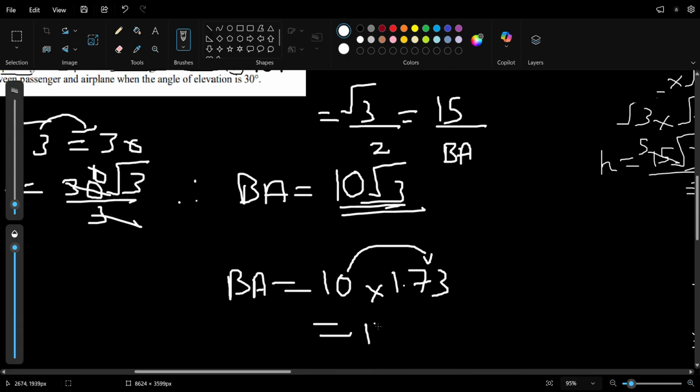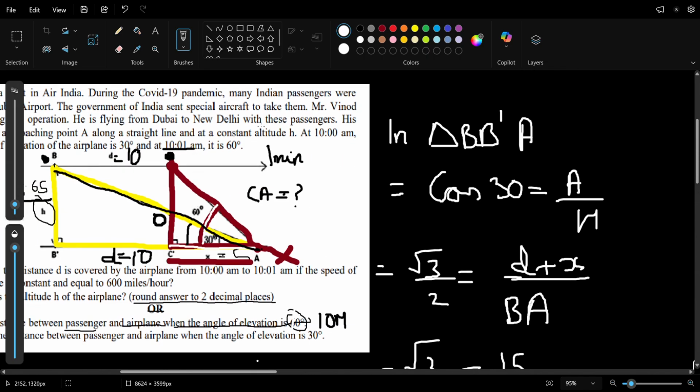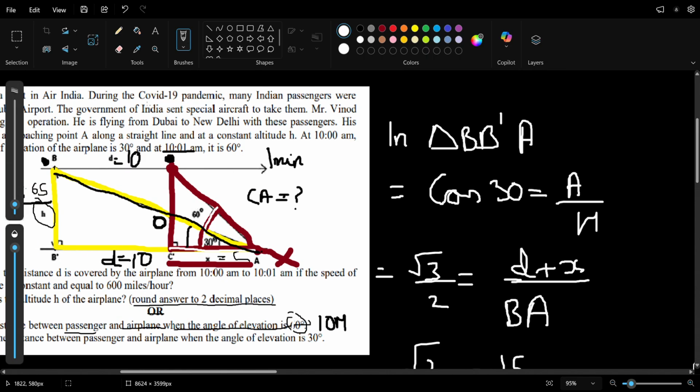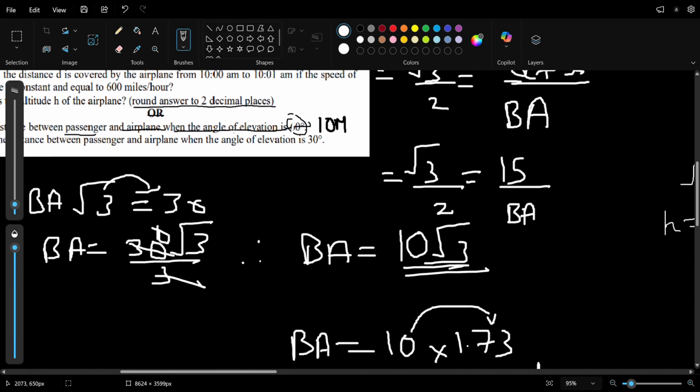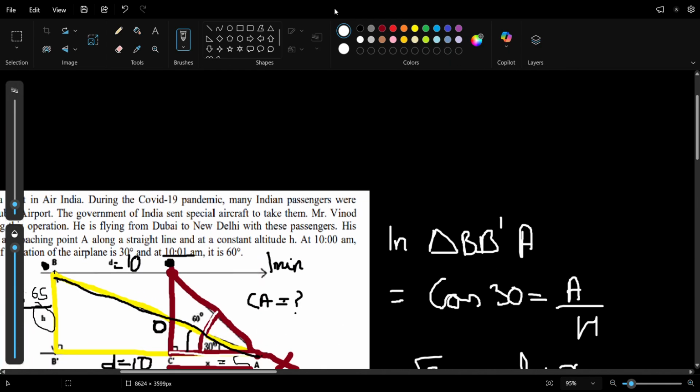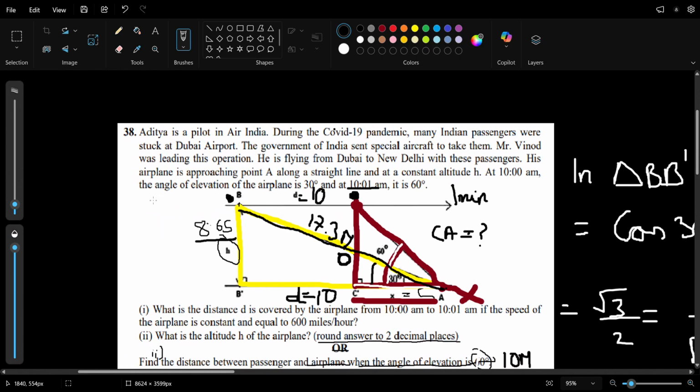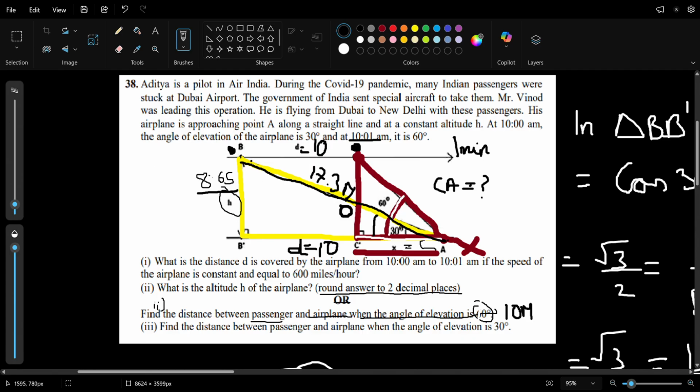So it's basically the 0 goes this side, becomes 17.3, because multiplication, miles, right? So the distance between the passenger train, which is BA, the distance is 17.3 miles. Here is 17.3 miles.